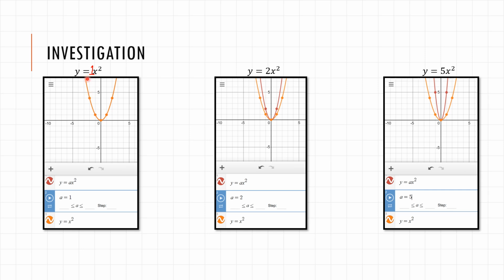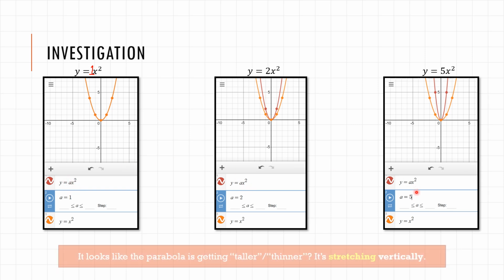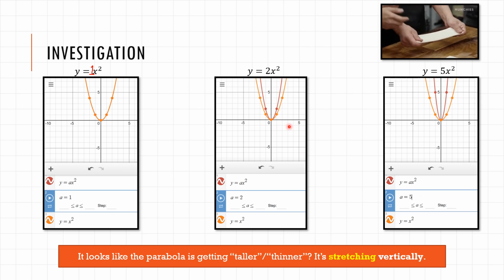How can we describe what happens to the quadratic y equals ax squared as a increases from 1 to 5? We would say the parabola looks like it's getting taller or thinner. What's actually happening is it is stretching vertically. It's like somebody's grabbing it from the top and the bottom and pulling it up and down.